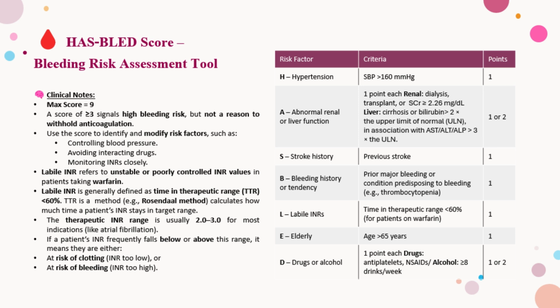Clinicians should focus on modifying reversible risk factors, such as controlling blood pressure, reducing alcohol intake, reviewing concomitant antiplatelet or NSAID use, and ensuring INR stability in warfarin-treated patients. The goal is not to deny anticoagulation but to balance and optimize safety, ensuring that the stroke prevention benefits of anticoagulants clearly outweigh the potential bleeding risk.